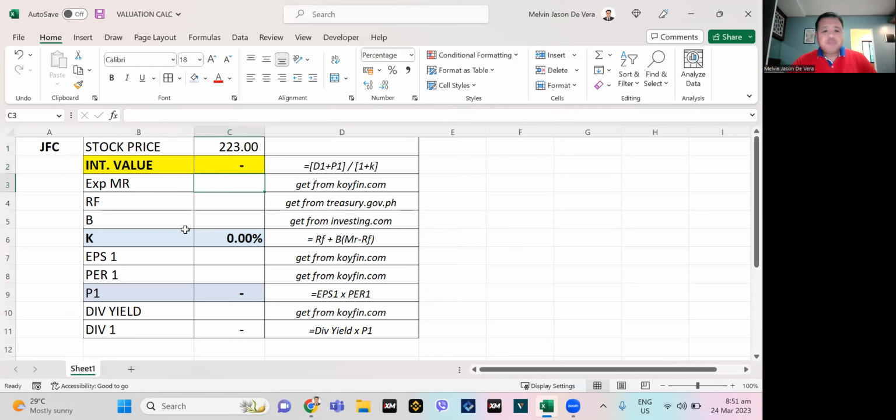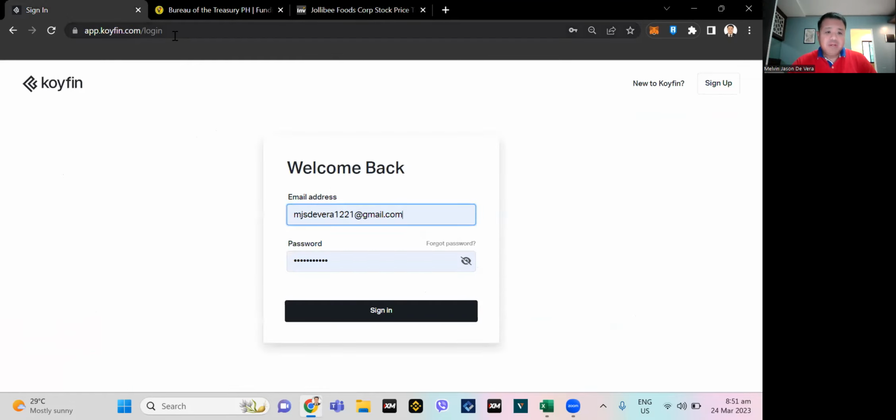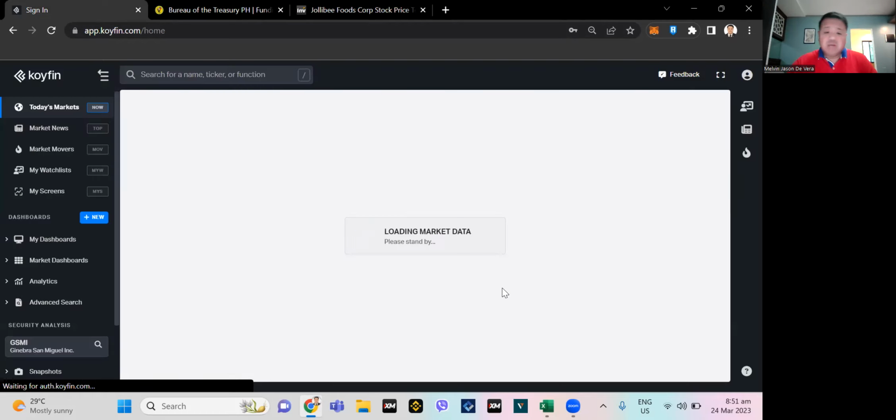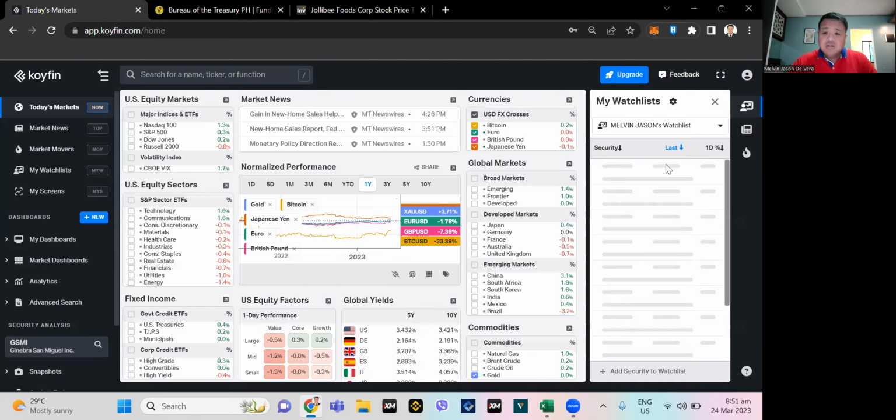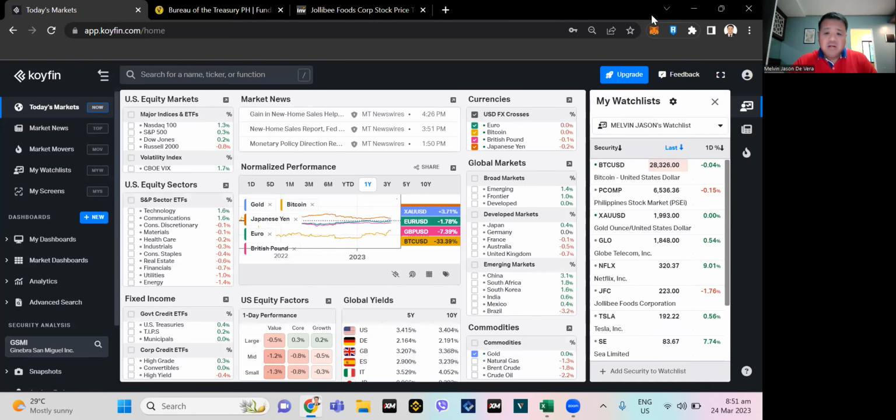Okay. So we get the expected market return and we get it from Coifin. So let's go to coifin.com, right? So you can actually sign up or log in. But in my case, since I already created an account, I'll just sign in. So upon signing in, you will see your watch list. You can actually customize everything. You can customize your dashboard, your watch list, etc. As for me, I trade different instruments. I trade equities, forex, commodities. So that's why I have a lot of instruments displayed, both in my dashboard and in my watch list.